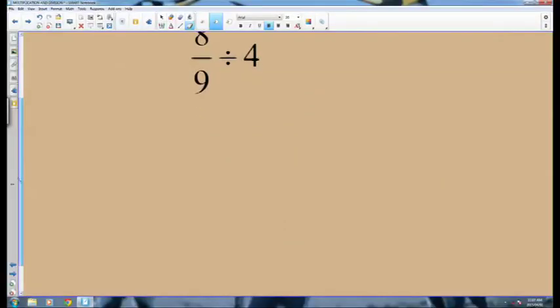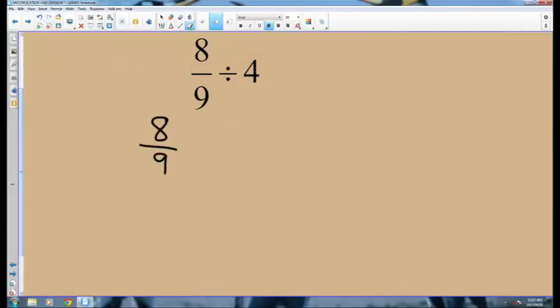Let us have a look at what we can do. It's 8/9 divided by 4. This will be 8/9 divided by 4 over 1. Remember, the whole number 4 is the same as 4 over 1. When we write this 4 as a fraction, it will be 4 over 1. And then this is what we have.